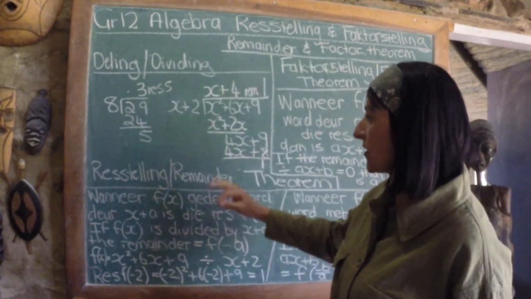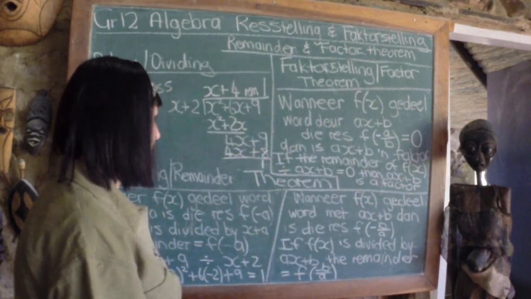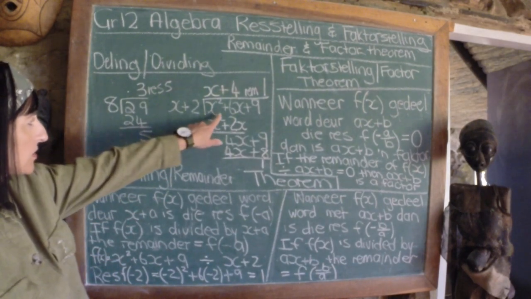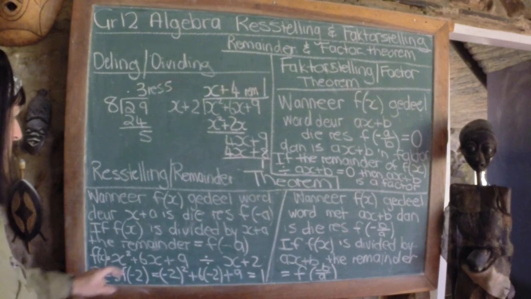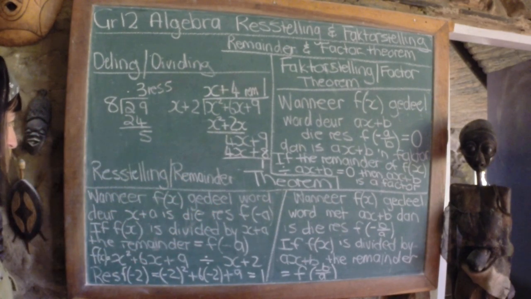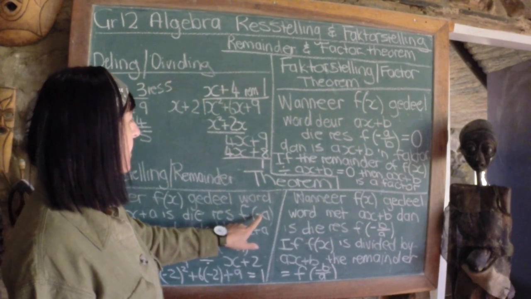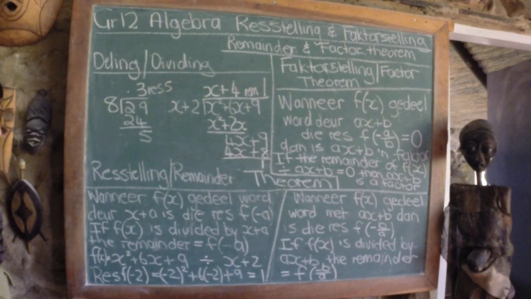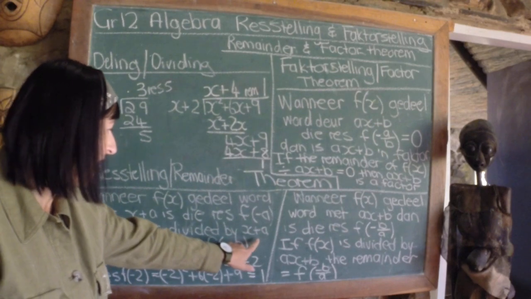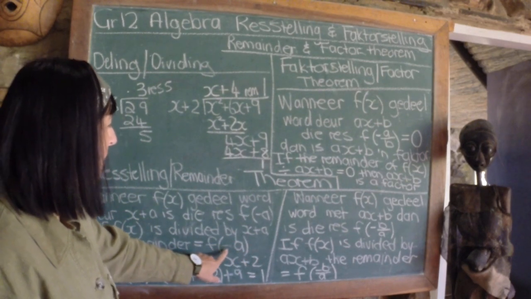Then there's 2 theorems that you must know. 2 stellings wat jy uit jou kop uit moet ken. Dit is baie maklik, wanneer ons fx, soos hierdie is fx, deel met x plus a, soos daai. Dan is ons res f minus a. What does that mean? If you take fx and you divide it by x plus a, the remainder equals f minus a.